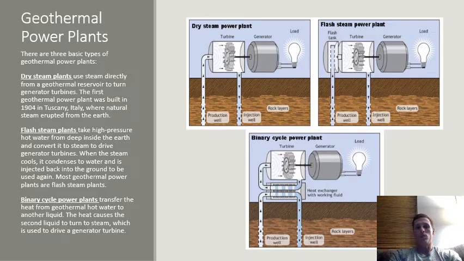Look here at the images. It's just a rough, simplified diagram of how the systems work. In order, we discuss the dry steam power plant, pulling the steam straight from the ground, turning the turbine. We demonstrate the flash steam plant there, as well as the binary cycle plant.